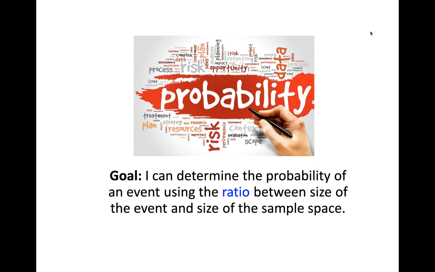With that said, we're going to work on some probability again today. Our goal is I can determine the probability of an event using the ratio between size of the event and the sample space. We've worked with sample space already. We've worked with identifying specific events. We are totally ready to do this. Again, make sure you have a calculator next to you and your notes as well.